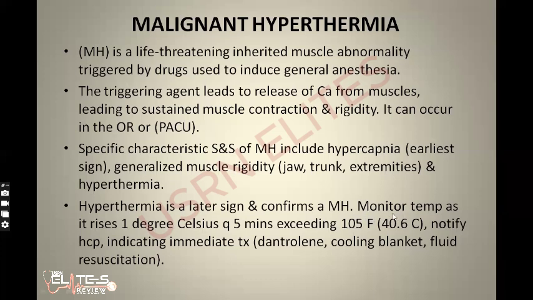Then you monitor temperature as it rises 1 degree Celsius every 5 minutes, exceeding 40.6 degrees Celsius. And you notify the healthcare provider, indicating immediate treatment. The main treatment, which is very common, is dantrolene. I think it's even used in the management of the other condition we talked about, neuroleptic malignant syndrome.